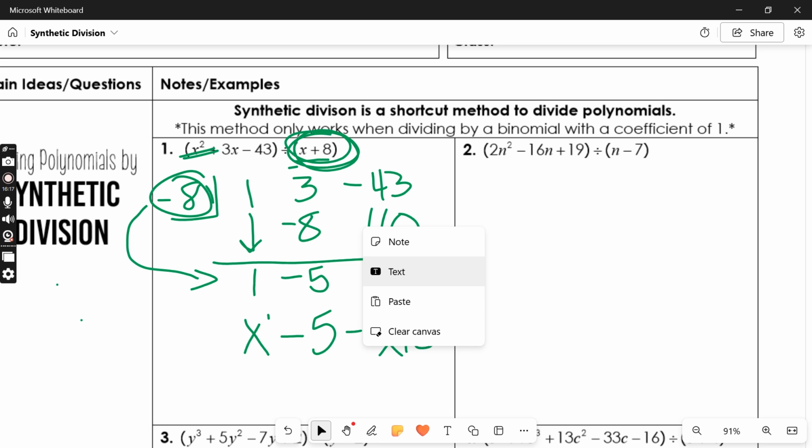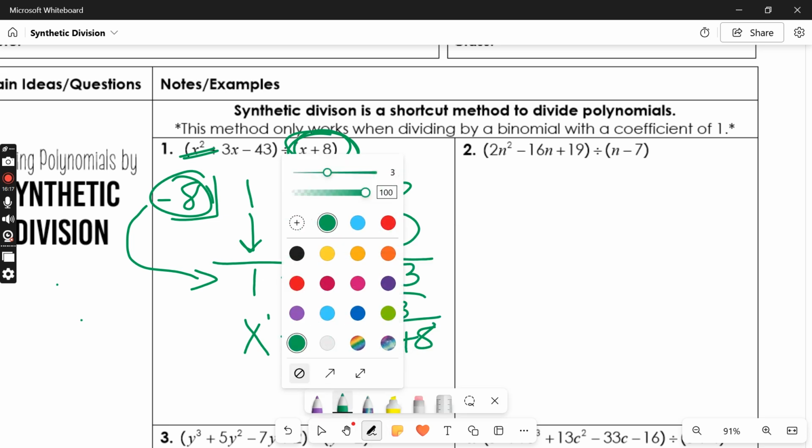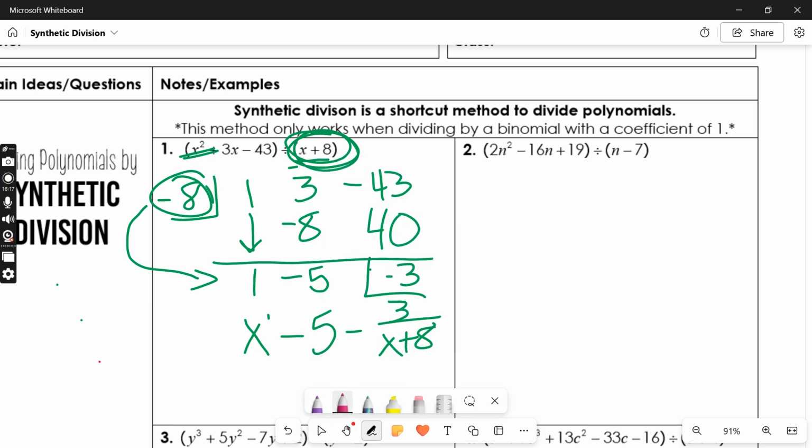Okay, so let's try again. We have 2n squared minus 16n plus 19 divided by n minus 7. So I'm dividing by n minus 7. My 0 that corresponds to this would be positive 7. And then my coefficients are 2, negative 16, and positive 19.